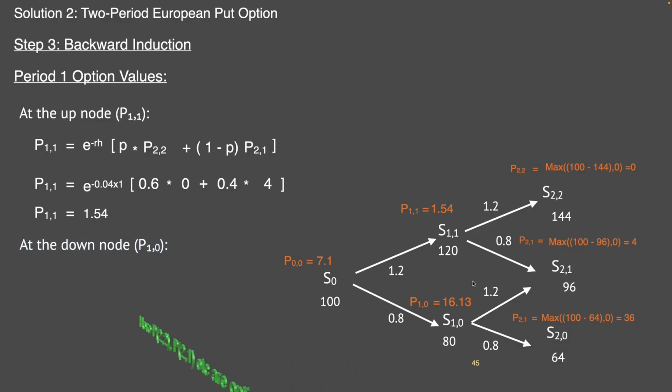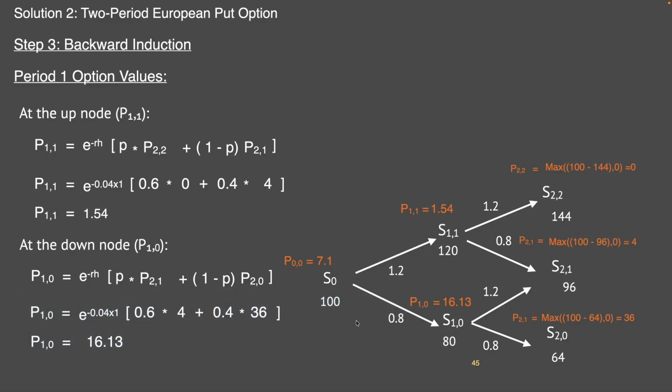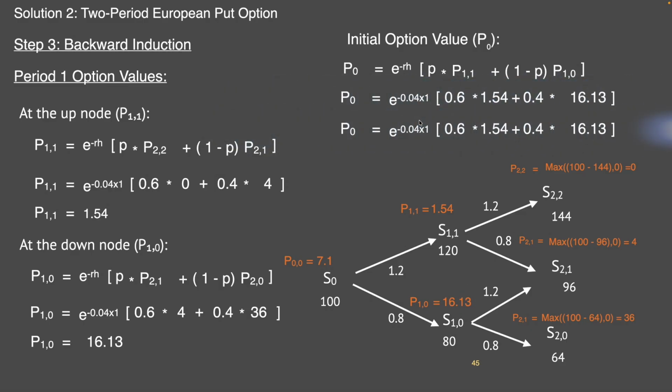Now coming to the down node P10, again we use the same formula and we will substitute the value of P21, which is 4, and this is not P21, this is P20 as 36. So here you get the value of P10 as 16.13. And finally, the initial value P00 is e to the power of minus RH into P into P11, which is 1.54, and P10, which is 16.13, which comes to the initial value of the option as 7.1.